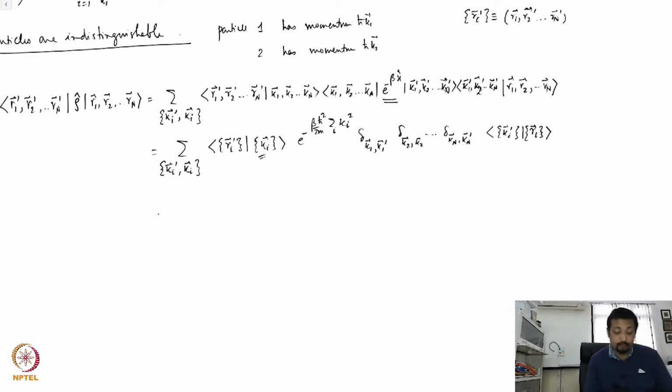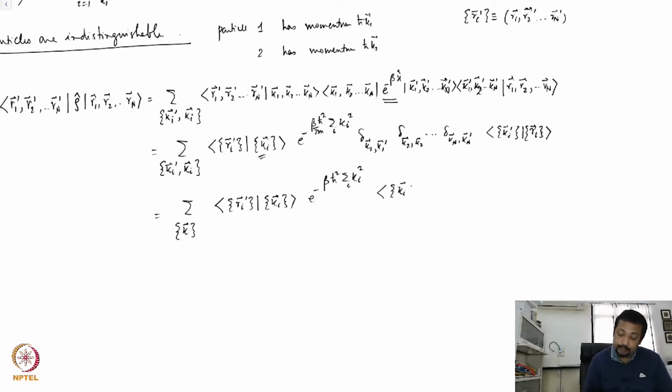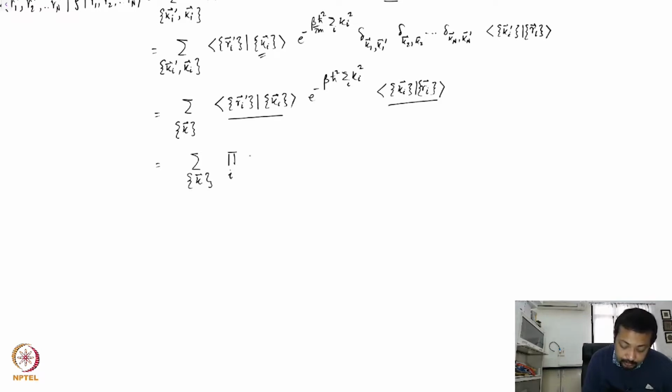So one can just do the sum over the delta function, then I'll be left with, let's say, sum over k, ri prime, ki, e to the power minus beta h bar square sum over i ki square, and then I have ki ri. So that this is sum over k. This is the many particle wave function in the coordinate representation, so that I'm going to have product over i phi ki ri e to the power minus beta h bar square over twice m sum over i ki square, and this is going to be phi star ki ri.